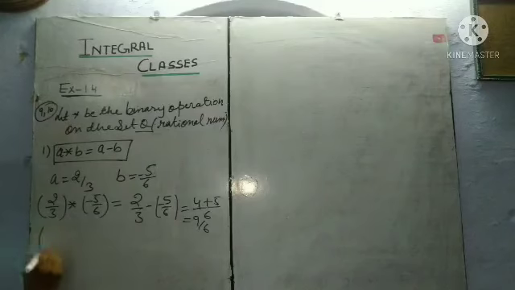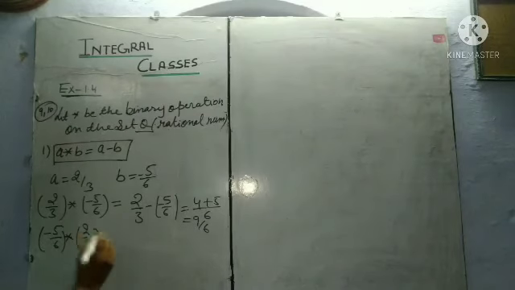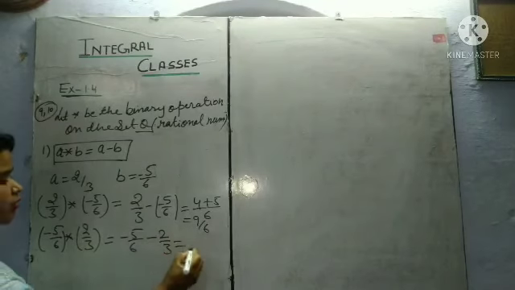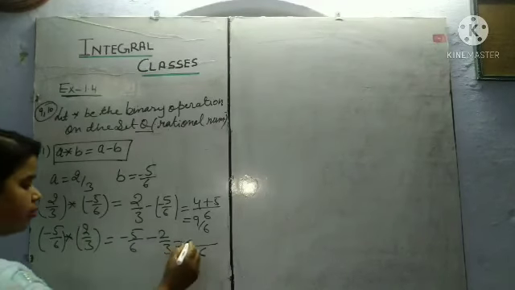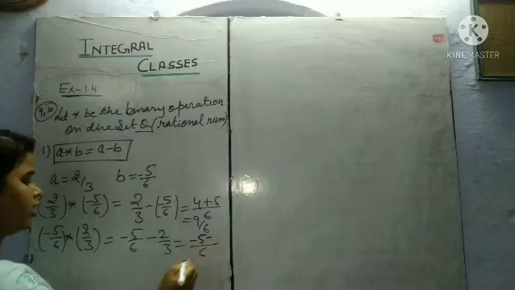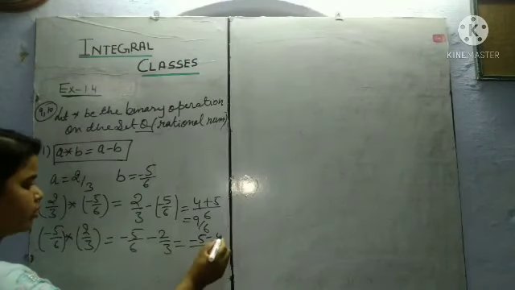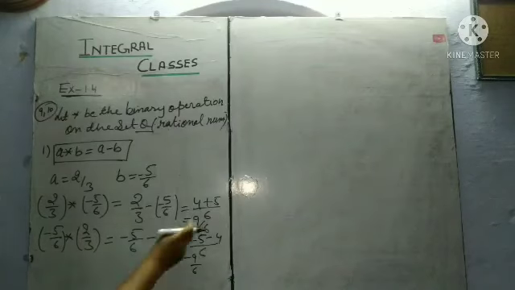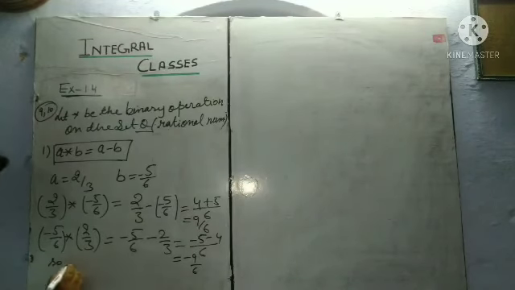Now, minus 5 by 6 star 2 by 3. So we will get minus 5 by 6 minus 2 by 3. Again we will take LCM 6, and for 2 by 3, how many times 2? Minus 4. So it will become minus 9 by 6. So these are not equal, as we observe. So A star B is not equal to B star A. It means it is not commutative.